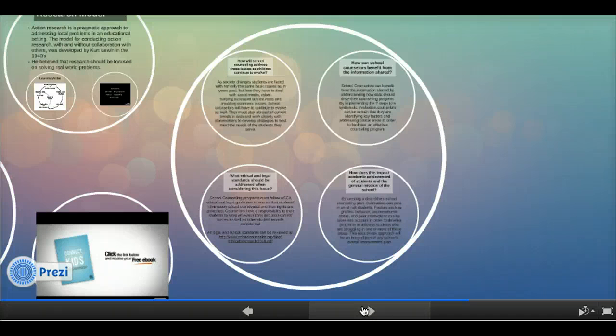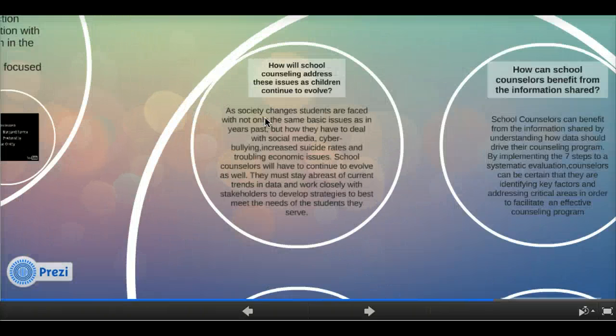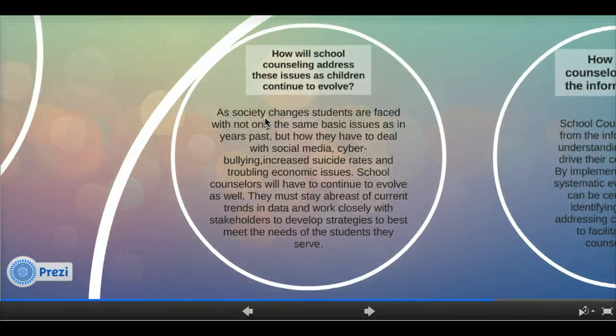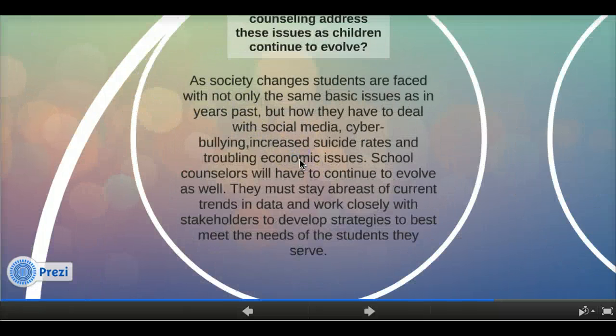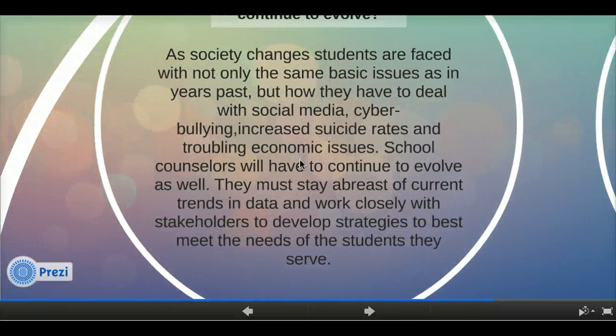As we discuss the topic of data-driven school counseling programs, there are other questions that we should ask ourselves. First is, how will school counseling address these issues as children continue to evolve? As society changes, students are faced with not only the same basic issues as in years past, but also how they have to deal with social media, cyberbullying, increased suicide rates, and troubling economic issues. School counselors will have to continue to evolve as well. They must stay abreast of current trends and data and work closely with stakeholders to develop strategies to best meet the needs of the students that they serve.